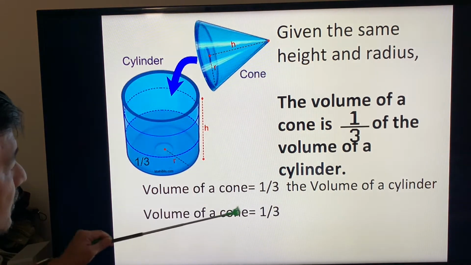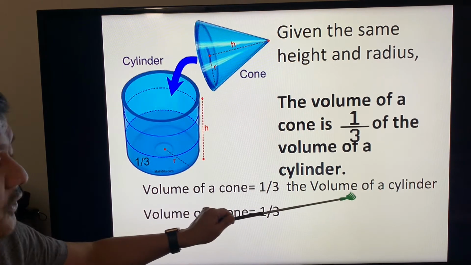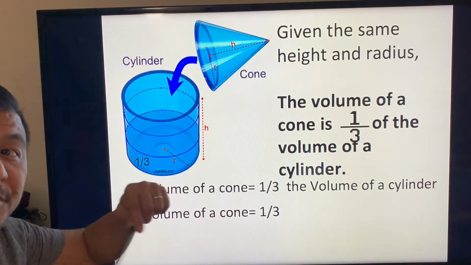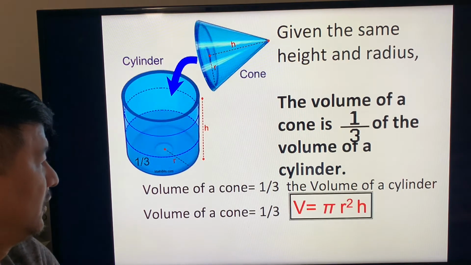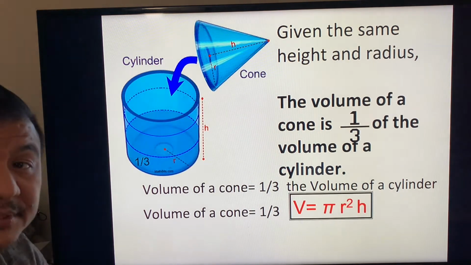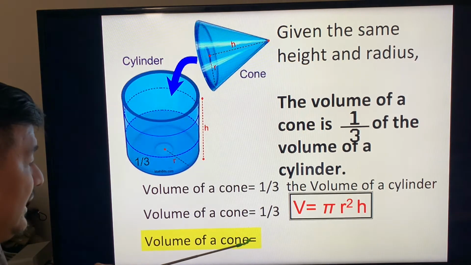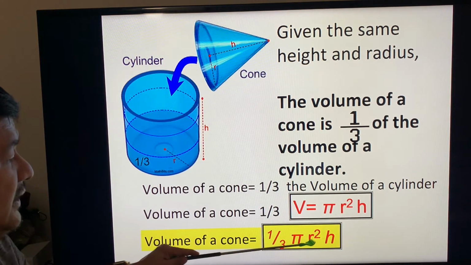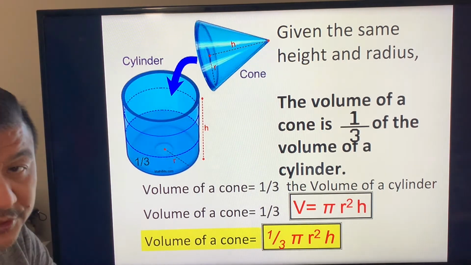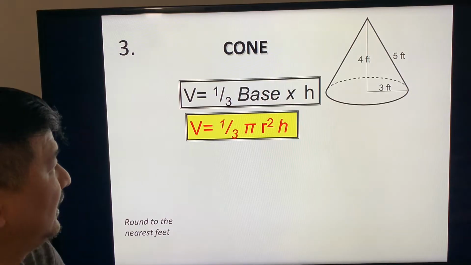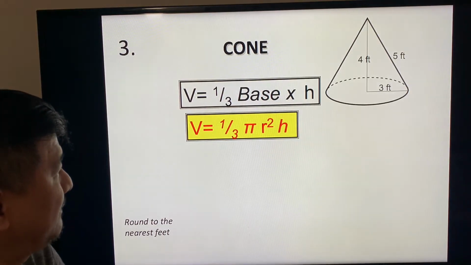So the volume of a cone is 1/3 the volume of a cylinder. Remember our formula a while ago? We wrote pi r squared times height. Since I only need 1/3 of that, simply write down 1/3 pi r squared times height. Or you could just write it over 3. Let's use that formula for this example.